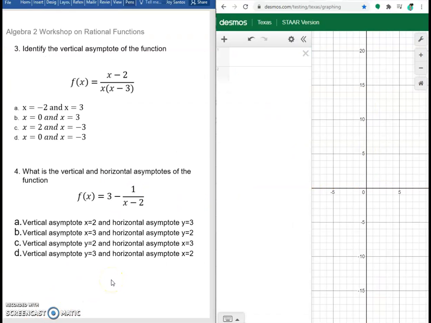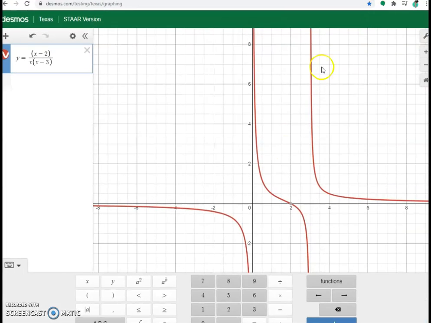Let us go to number 3. Identify the vertical asymptote of the function. Plug it in on Desmos. After plugging it in on Desmos, we can actually see two vertical asymptotes. One is right here on positive 3. This is your vertical asymptote.